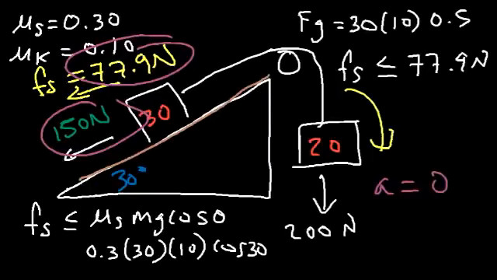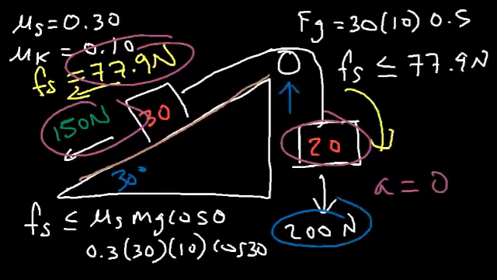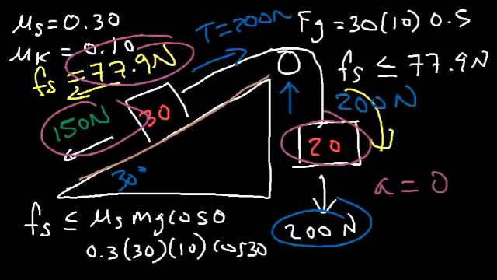Now, if the acceleration is 0, if the whole system remains at rest, what's the tension force? If this block is not moving, the net force is 0, which means that the weight force must equal the tension force. So the tension force is 200 newtons. That would mean that the tension force here also has to be 200 newtons. So therefore, what is the static friction? Remember, the static frictional force can be anywhere from 0 to 77.9. The 77.9 is simply the maximum value, but it doesn't have to be there.